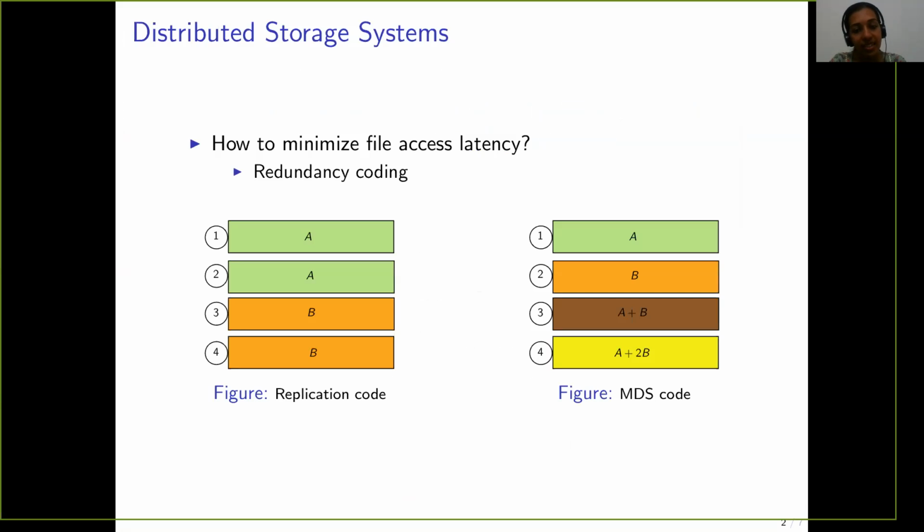Distributed storage systems have data stored across multiple servers in a distributed manner. One approach to minimize the file access delay in such systems is to introduce redundancy in data storage through coding and allowing this data to be accessed parallelly. The two most popular coding techniques are replication coding and maximum distance separable coding.